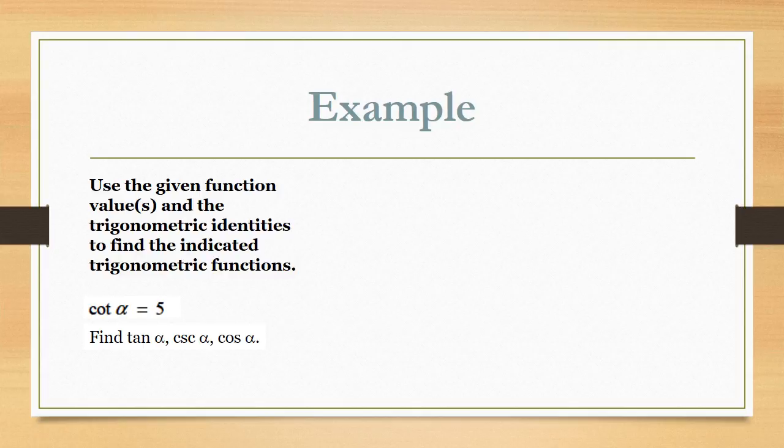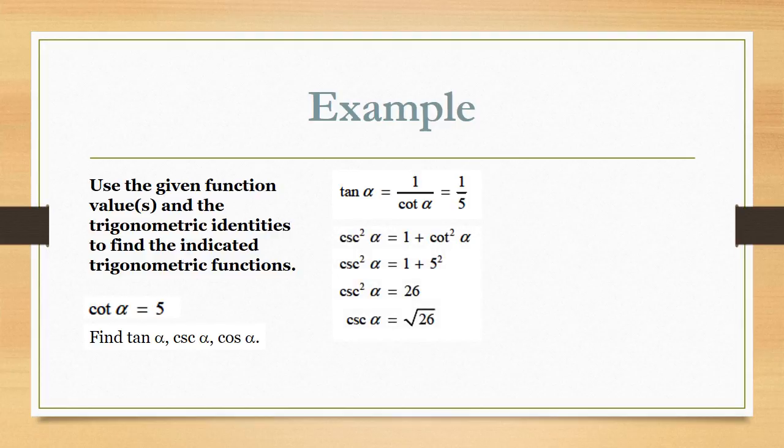Using the function value and the trigonometric identities, find the tangent, the cosecant, and the cosine of alpha, given that the cotangent of alpha is 5. Pause the recording, give this a try, and resume to check your answer. So the tangent is just 1 over the cotangent, which is 1/5. No big deal there. We have a theorem, Pythagorean identity, that says that cosecant squared of alpha is 1 plus cotangent squared. So if we use that, we get that cosecant is square root of 26.